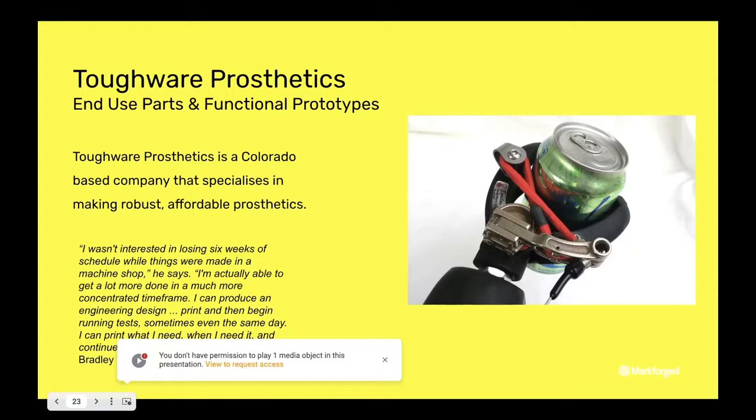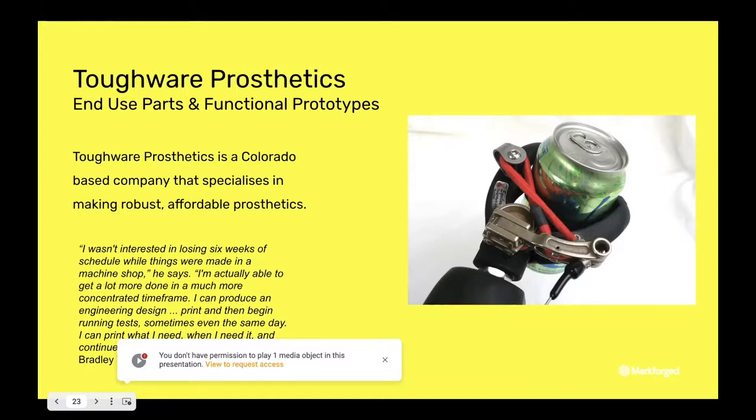"I'm actually able to get a lot more done in a much more concentrated time frame. I can produce an engineering design, print, and then begin running tests, sometimes in the same day. I can print what I need when I need it and continue with my iterative design process."